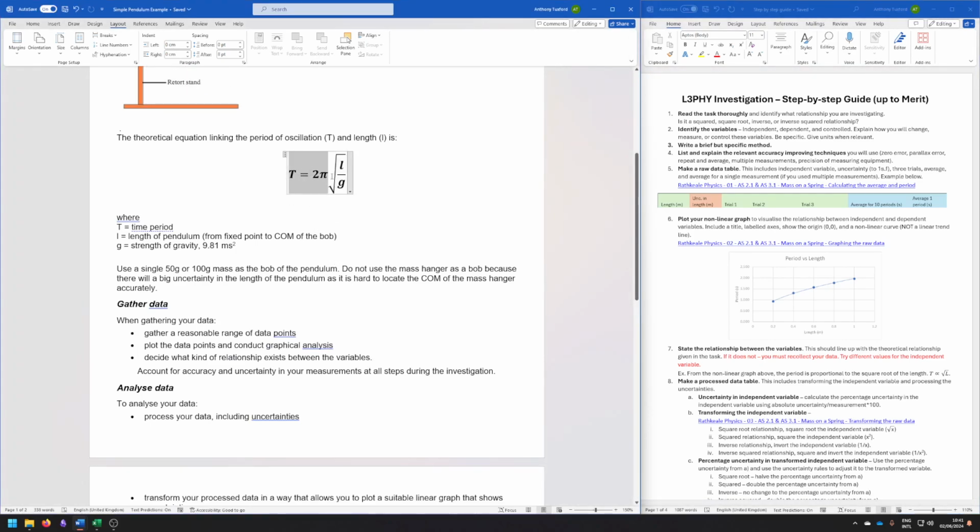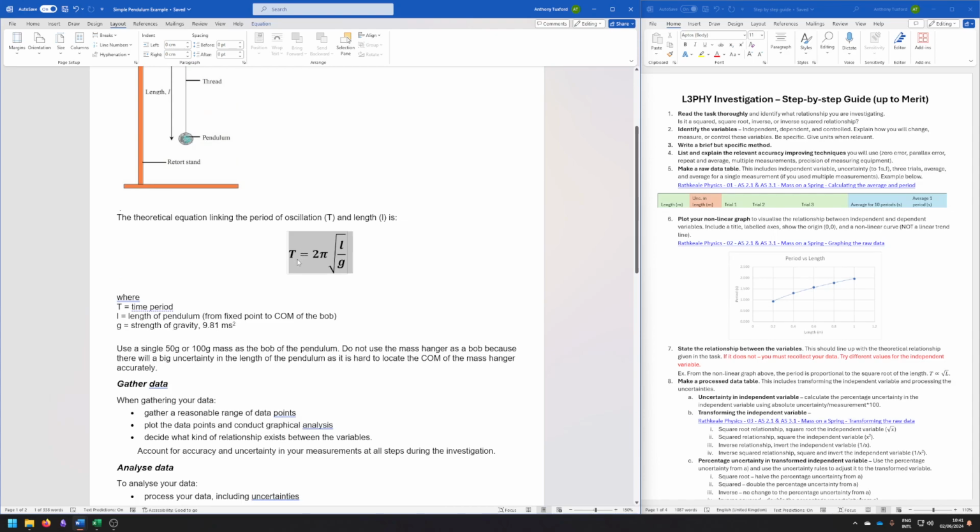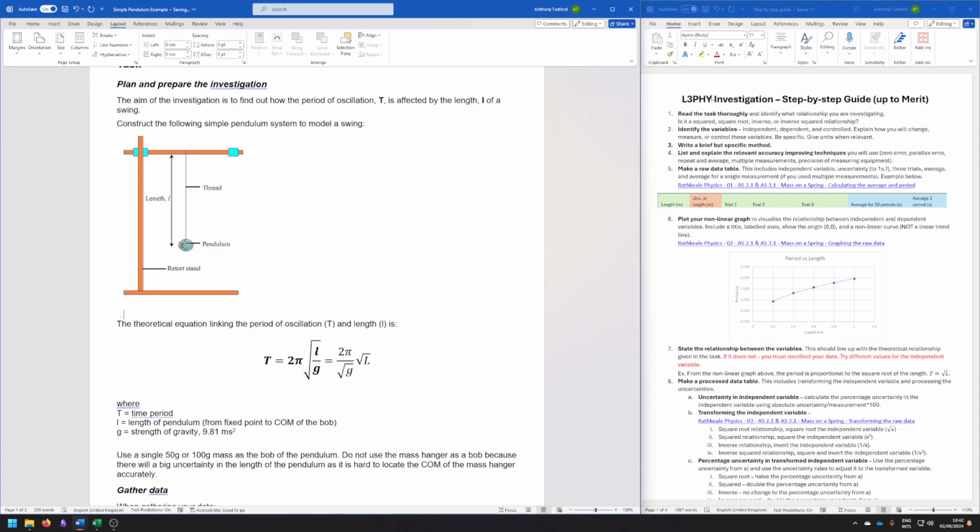We are given the theoretical equation, right? Time period equals 2 pi times the square root of L divided by g, or you can also write that as 2 pi divided by square root of g, times the square root of L. So you might have seen that form before, which will be helpful when we compare the gradient, right? So the gradient's at the front, and then the transformed independent variable is like our x value.